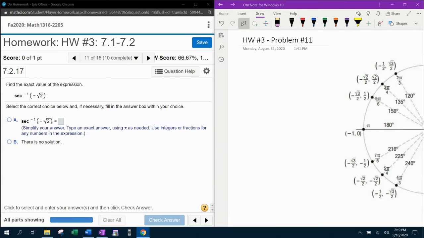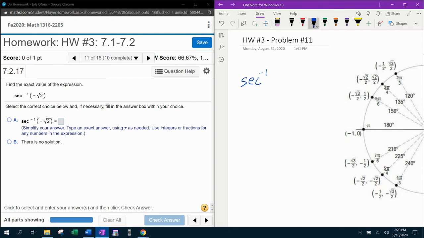All right, here we go. Question number 11 from our 13-16 homework number 3. In MyLab Math, they want us to find the exact value of the expression. We have the inverse secant of negative square root of 2.